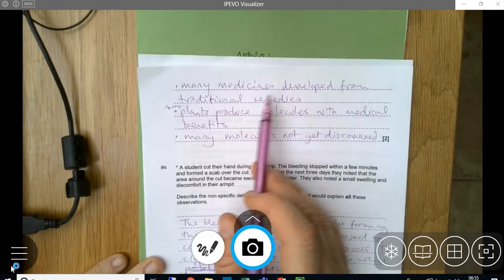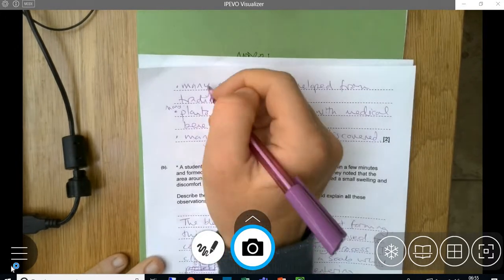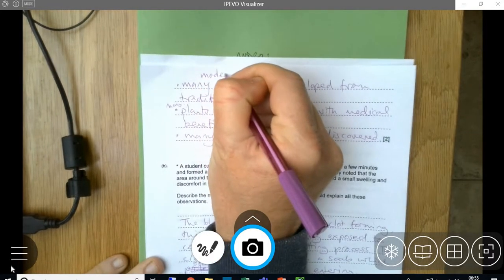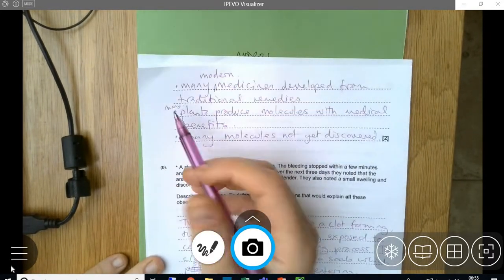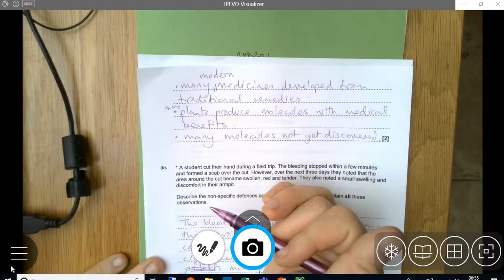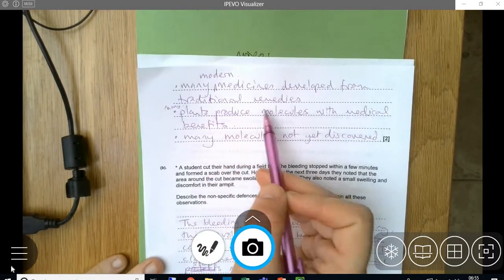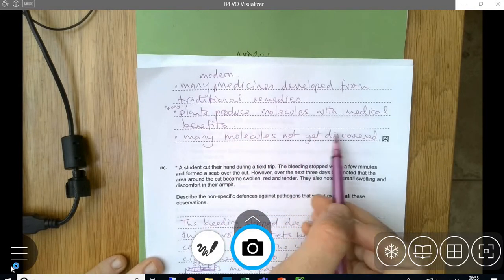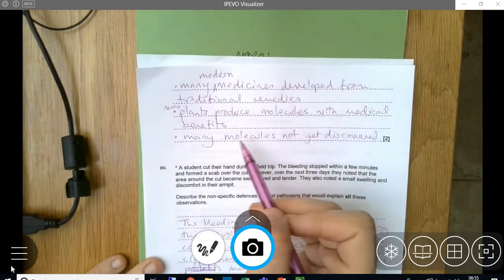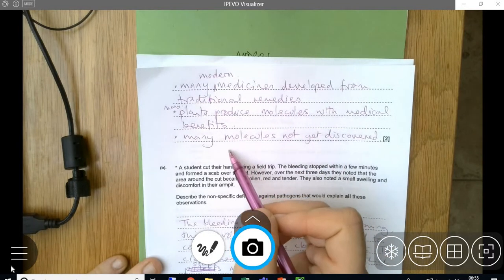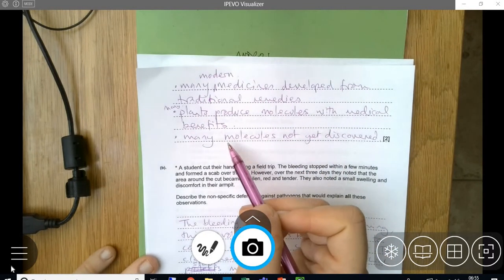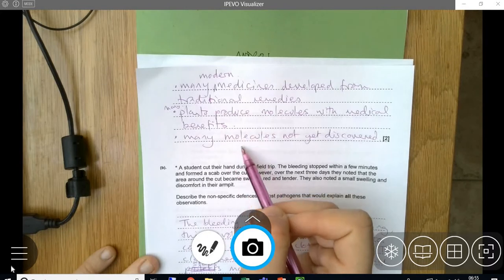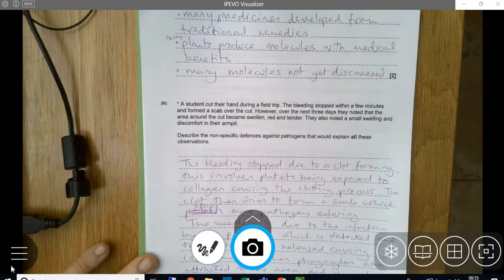Many modern medicines are developed from traditional remedies. So that would be a reason to keep the biodiversity. Many plants produce molecules with medical benefits, and many molecules are simply not yet discovered. So there's three decent reasons there for maintaining biodiversity and keeping traditional medicines available to use.